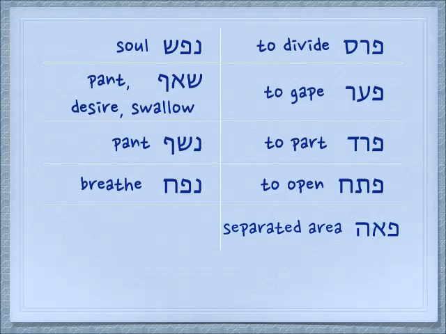The words in the left-hand column have to do with breathing, which is another function of the mouth. We use it for breathing. We see the pe. Now, in the two words for pant there, the pe is at the end. It's a final pe. We'll cover it in another lesson. But just to note that this critical idea of mouth and breathing, this letter appears in all these words.